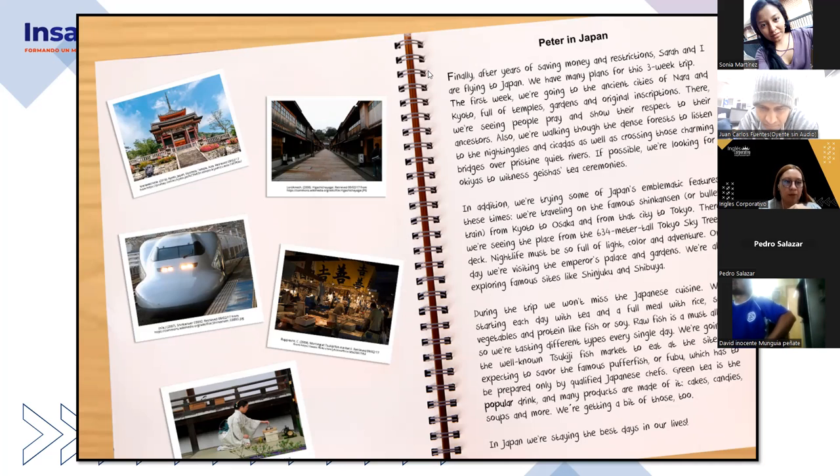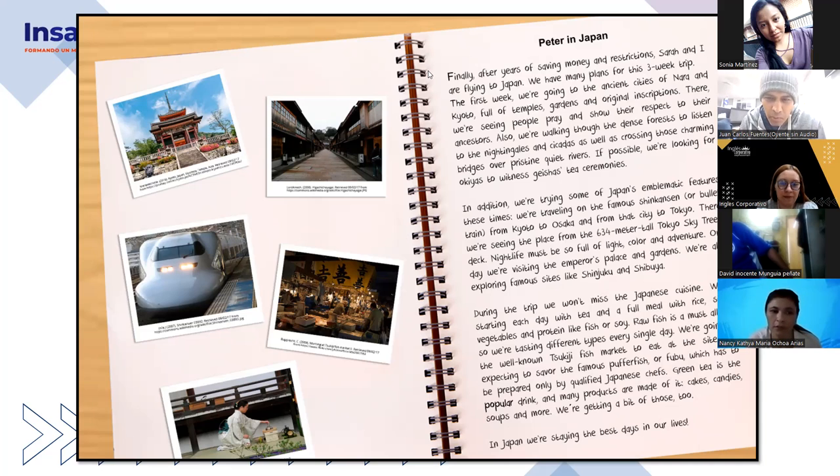Nightlife must be so full of light, color, and adventure. One day we're visiting palaces and gardens. We're seeing sights like Shibuya.